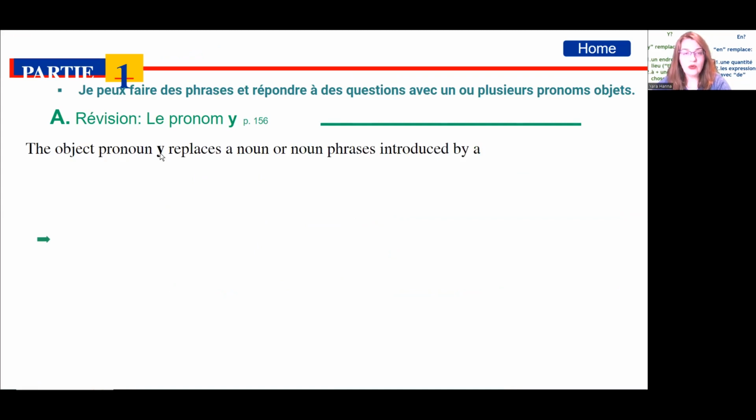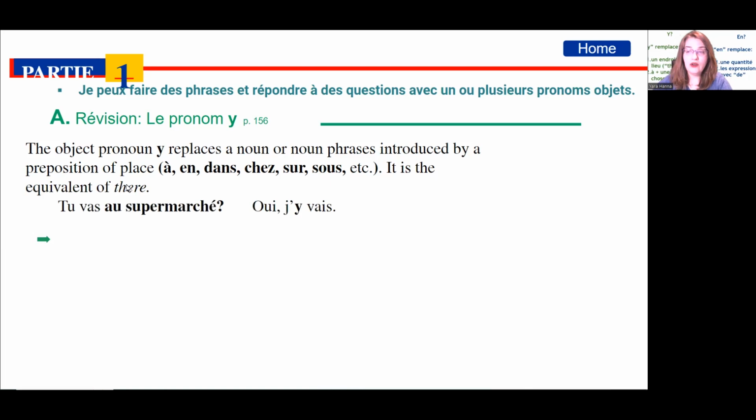The object pronoun y replaces a noun or a noun phrase introduced by a preposition of place. A preposition of place would be either à, en, dans, chez, sur, sous, etc. À means at, en means inside or in, dans means inside, chez means at somebody's house, sur means on, sous means under. So it's the equivalent of there.